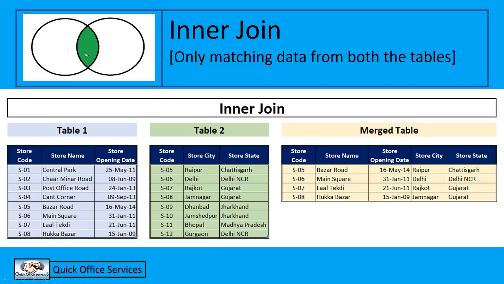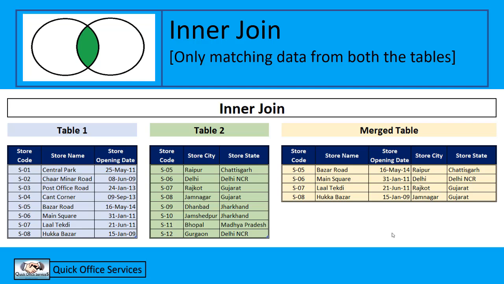Inner join is only matching. See, only the intersection is shown in green color. So it will take data which is there in both the tables and not the other way around. Okay, this was the last type of join.